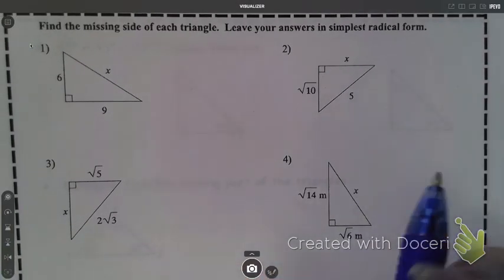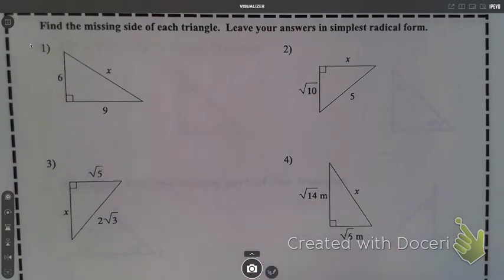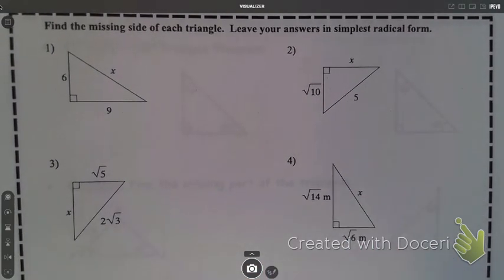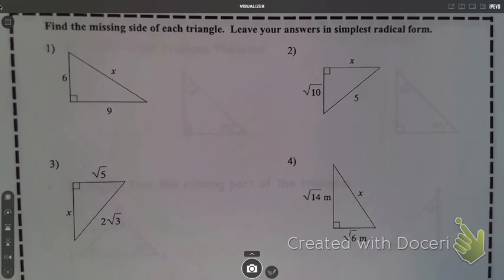Okay, so find the missing side. How are we going to find the missing side? What are we using? C squared equals B squared plus A squared. What is it? Pythagorean theorem. The Pythagorean theorem. Thank you. You need to know what it's called.